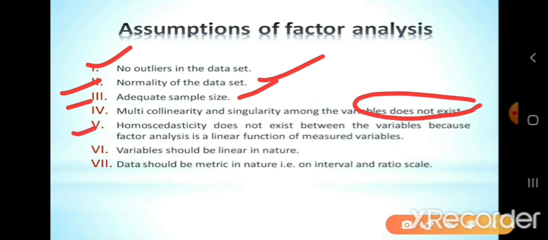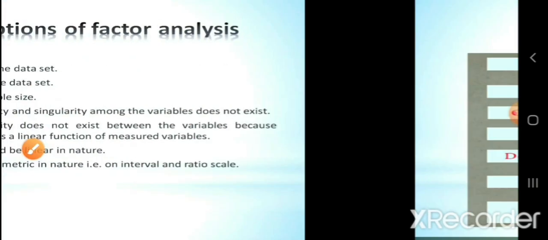next term is homoscedasticity, which should not exist between the variables. Okay, and also factor analysis is a linear function of measured variables, and the variables should be linear in nature, and data should be metric. Okay, it should be measured in terms of interval or ratio scores. So these are some of the assumptions of factor analysis.